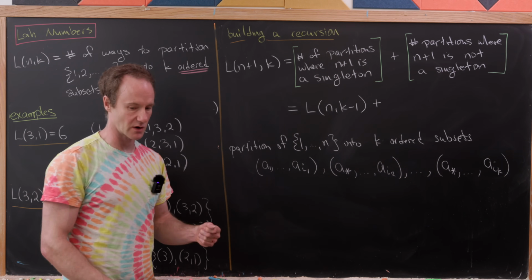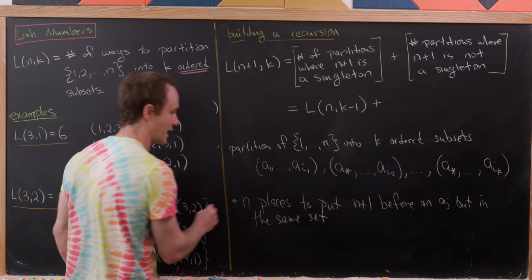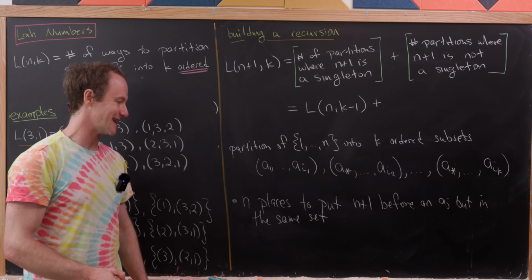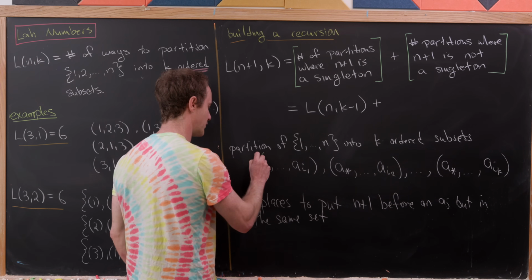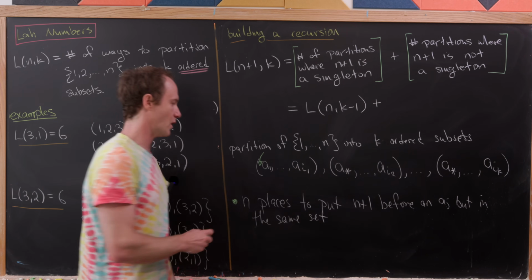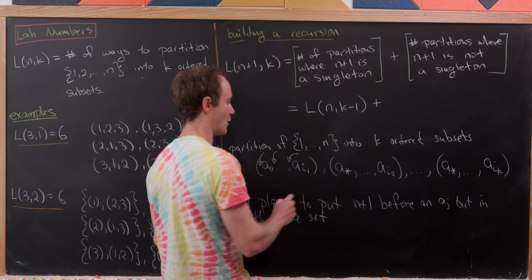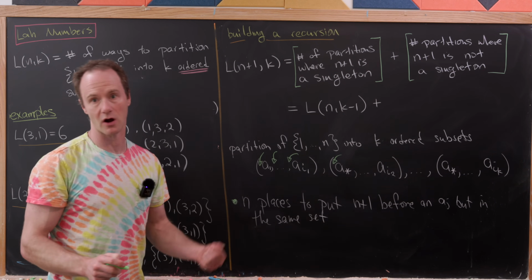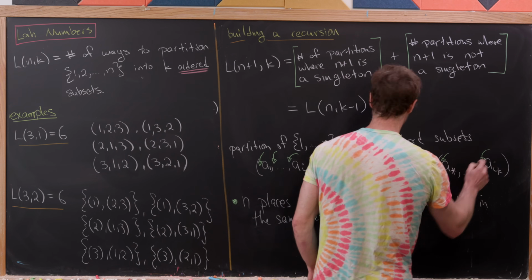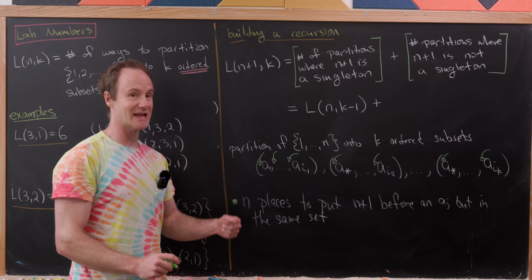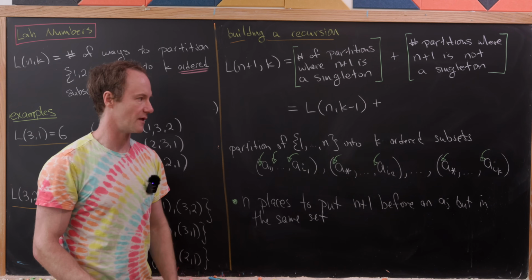And now I'd like to observe that there are going to be n places to put the number n plus 1, before one of these numbers aj, but in the same set. So the important thing here is it's in the same set. For instance, n plus 1 could be placed right here before a1, or right there before a2, or before a sub I1, or before this A star, or before this A sub I2, and so on and so forth. And I think it's pretty clear that there are n choices there, because that's before any of the numbers from 1 to n. Remember, all of the numbers from 1 to n are on that list.